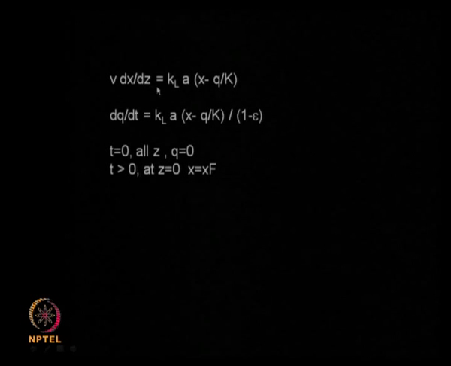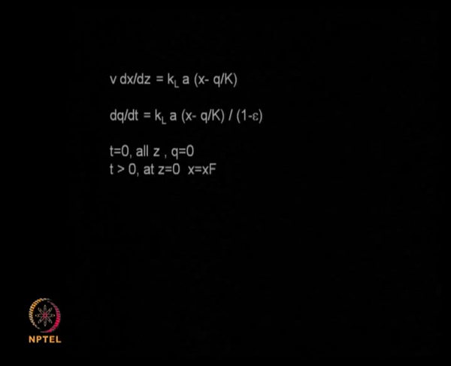So x will be a function of z and t, of course, because the concentration of x changes along the length of the axis as well as a function of time, and similarly Q also will vary as a function of length of the column and time.